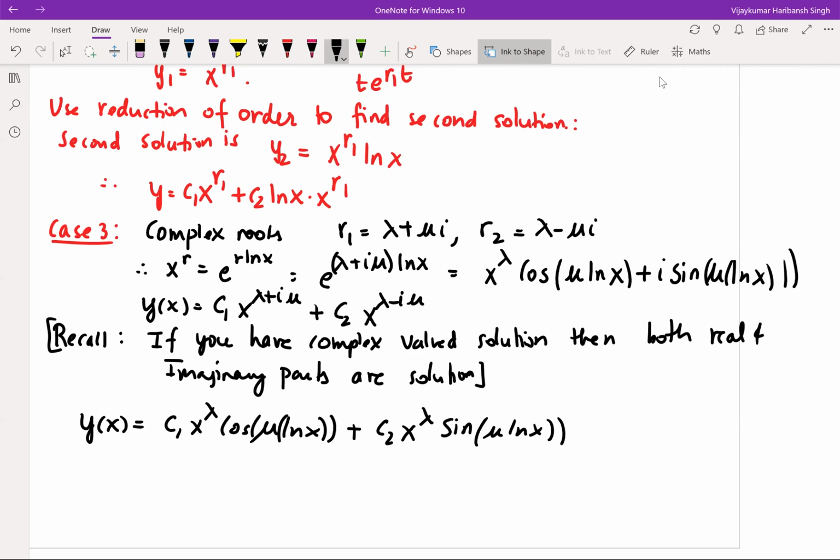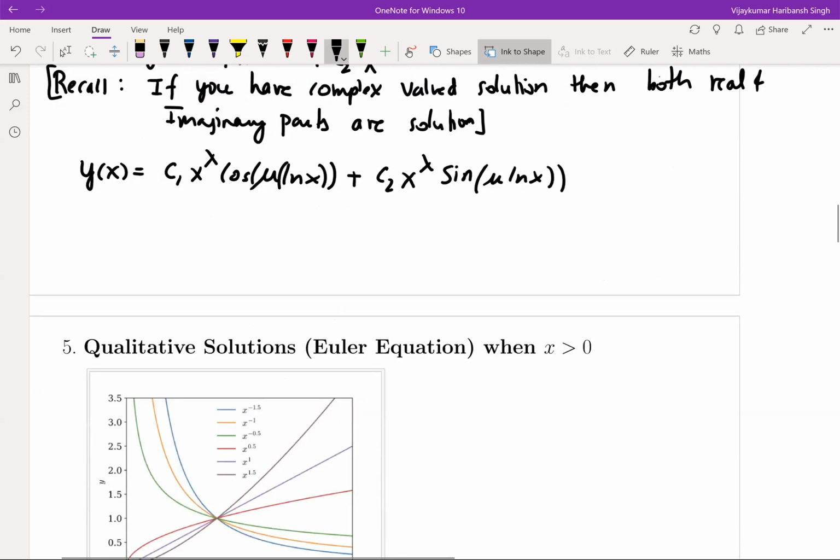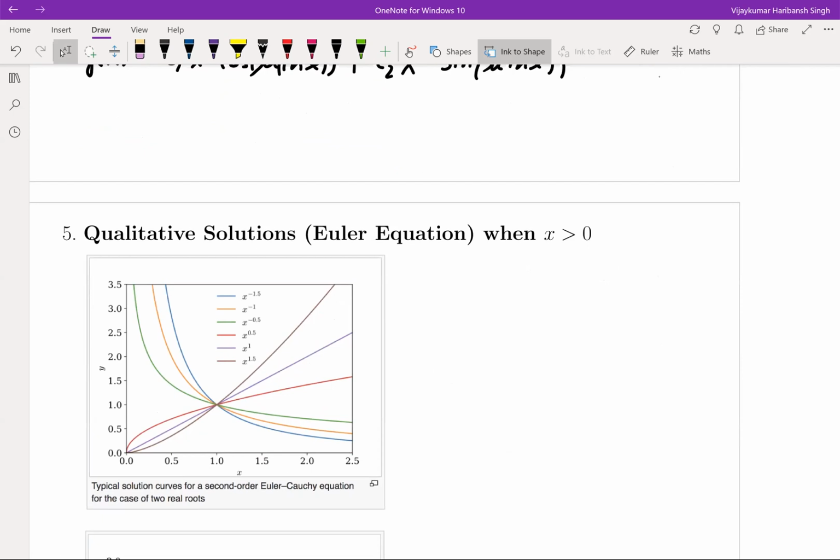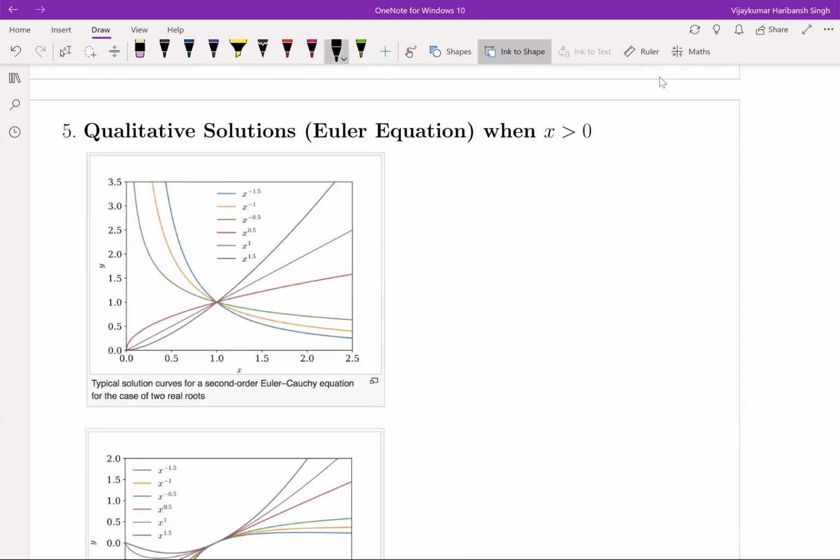All right, so let's look at some qualitative behavior when x is greater than 0. These are examples. When you have two real roots, these are the different values of powers of x. So we have x to the power r, right? This is how solutions look. They all seem to intersect at 1.